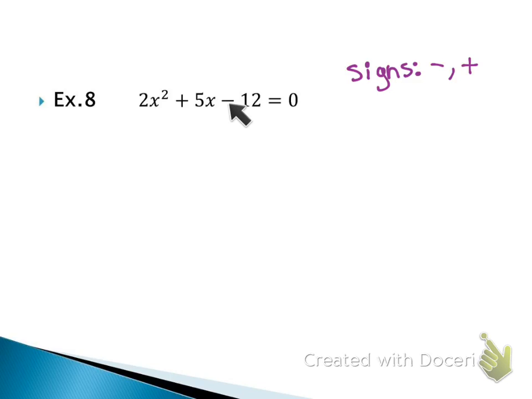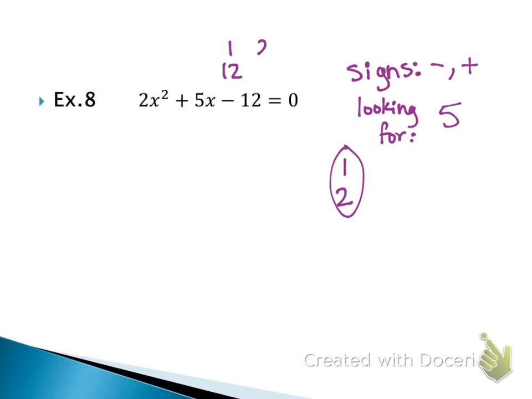A negative and a positive. If we are multiplying in the back to a negative, we've got to have different signs. What are we looking for? A positive 5. So we start setting up our bubbles. What has to go in my first bubble? A 1 and 2. What are my options for my second bubble? 1 and 12, 2 and 6, 3 and 4. And we know one of them will be positive, one of them will be negative.